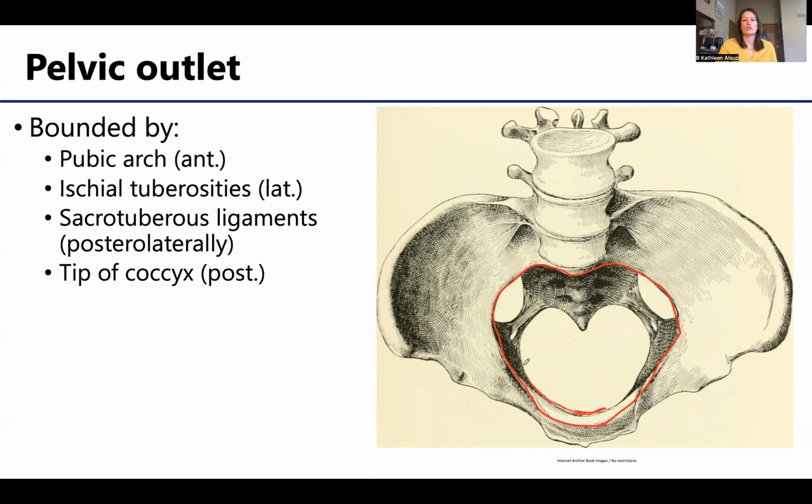You will continue along to the ischial tuberosities. Sometimes you hear the ischial tuberosities referred to as your sit bones. This is going to be the posterior region of the hip. You will follow along the ligament that's going to be located between the ischial tuberosities and the sacrum, the sacrotuberous ligaments, and then the tip of the coccyx to form sometimes this more heart-shaped, smaller pelvic outlet. So the pelvic inlet is going to be a larger diameter, typically, than the pelvic outlet.